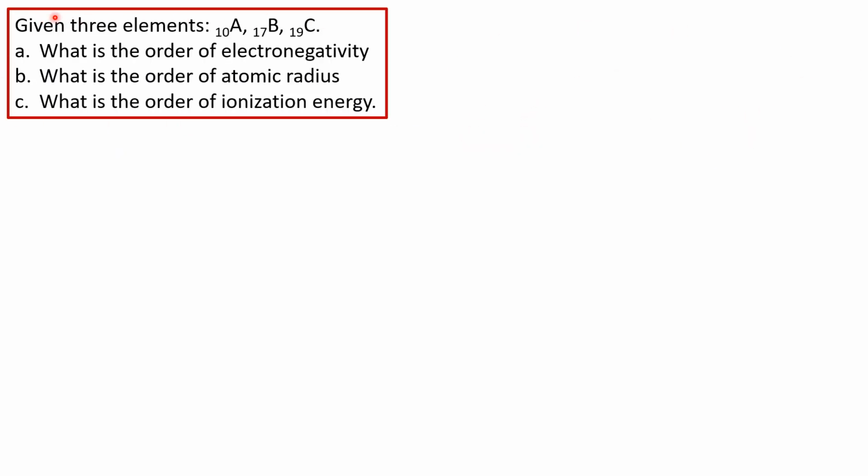And this is the final exercise, which consists of three subpoints, and we're given three elements, A, B, and C. For all three, we have their respective atomic numbers, which means that we can write down the number of protons in the nucleus and the number of electrons. Now we have 10 here, so 10 protons equals 10 electrons, because as we all know, atoms are electrically neutral. Then we have 17 protons and electrons, and 19 protons and electrons.